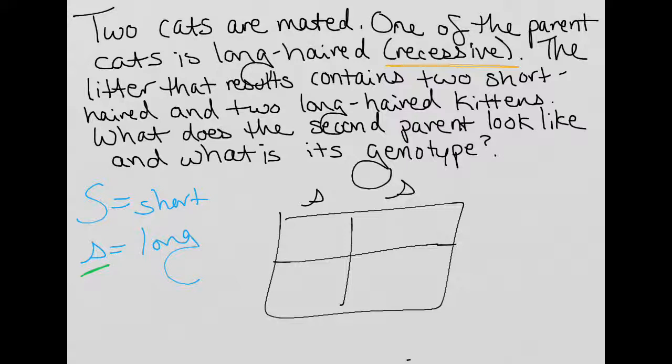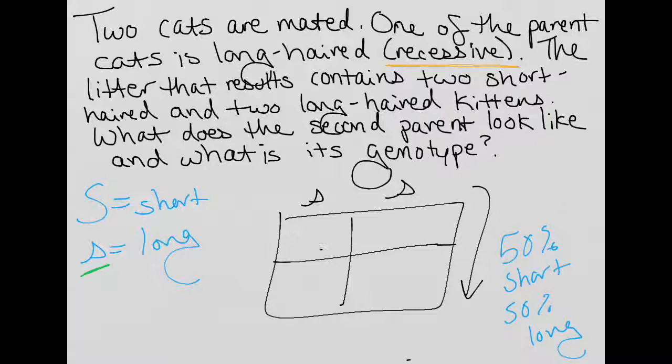Then it says the litter results contain 2 short-haired and 2 long-haired. So I'm going backwards here. So I have 2 short-haired cats and 2 long-haired cats. What does the second parent look like and what is its genotype? So I know from my offspring I have 50% short, 50% long.